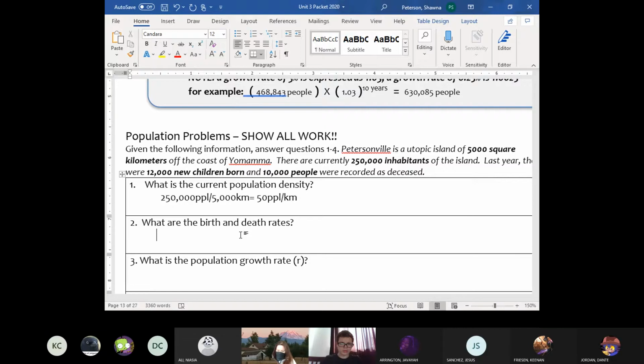So let's figure out the birth rate first. This one kind of has an extra step in it. What do we got to do with birth rates? What information do we need? 12,000 new children and 10,000 people recorded as deceased. Oh, for the deceased. Okay. We're going to work on one at a time. I'm actually even going to put that right out here. Is it 12,000 divided by 1,000? Yes. Sorry, not by 1,000. We'll get there. I'll do that in the next step.